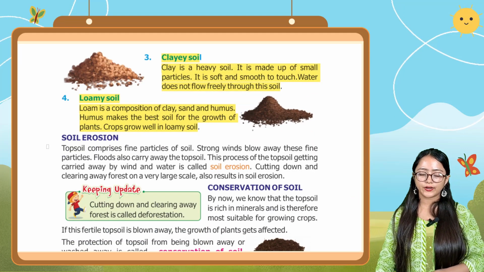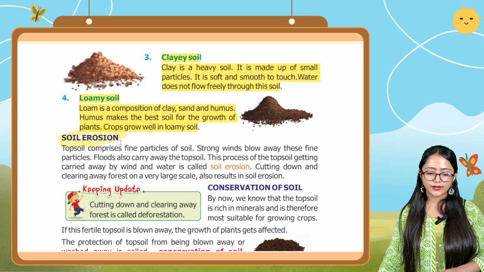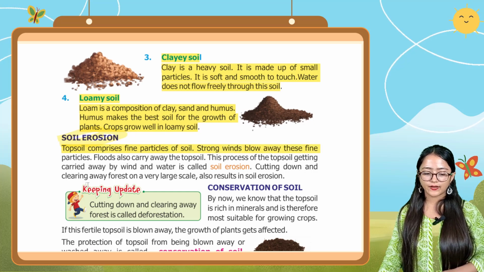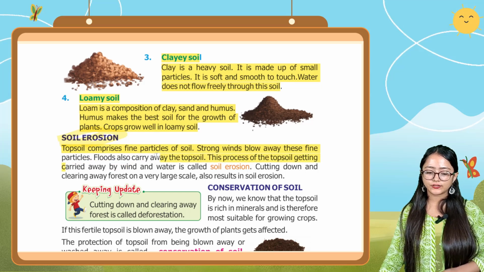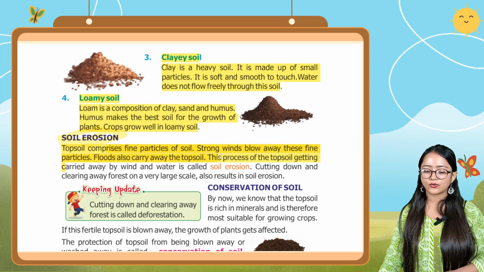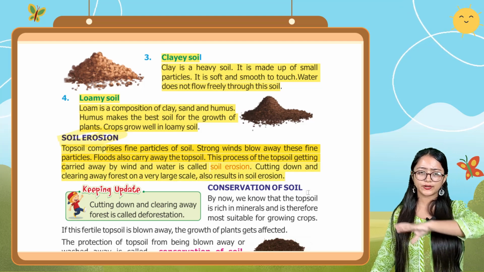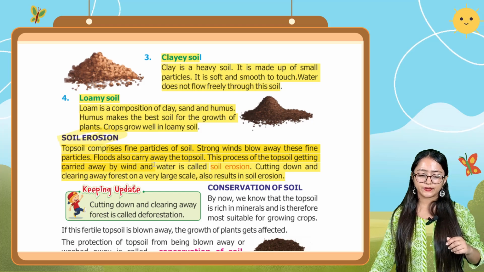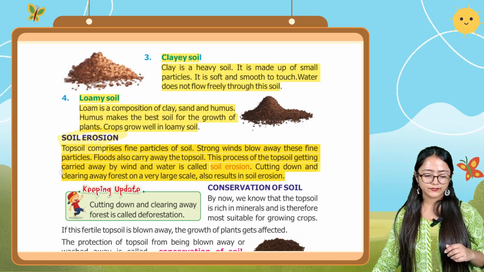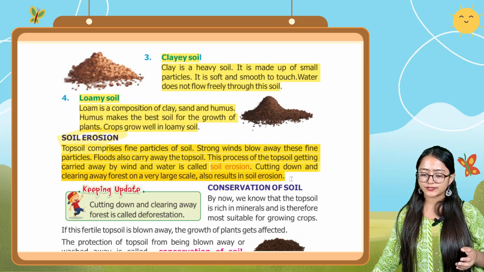Now we're going to talk about soil erosion. Topsoil comprises fine particles of soil. Strong winds blow away these fine particles. Floods also carry away the topsoil. This process of the topsoil getting carried away by wind and water is called soil erosion. Cutting down and clearing away forest on a very large scale also results in soil erosion.